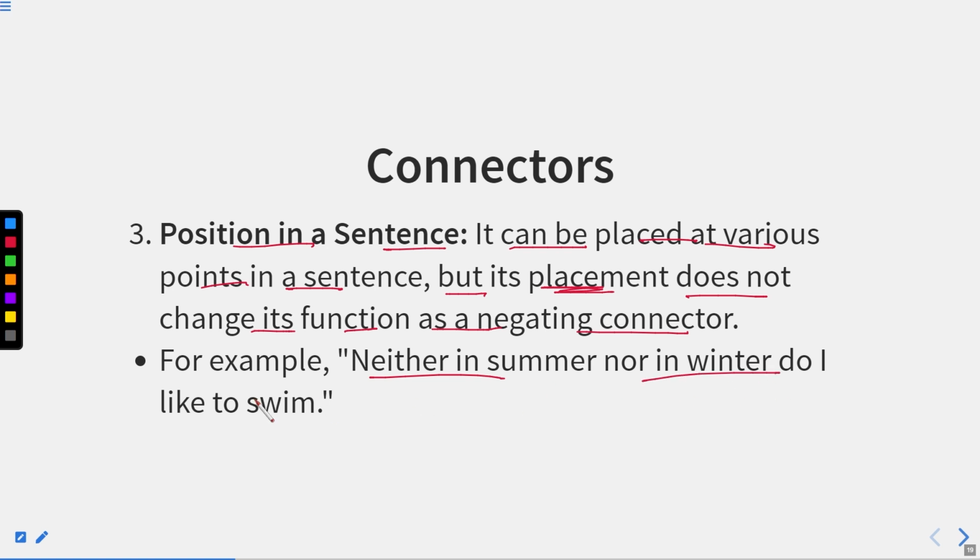Neither in summer nor in winter do I like to swim. Now, whenever we begin the sentence using neither nor, it means after neither, if I want to write the entire sentence, if something is not written before it, in that case we can use the rule of inversion.